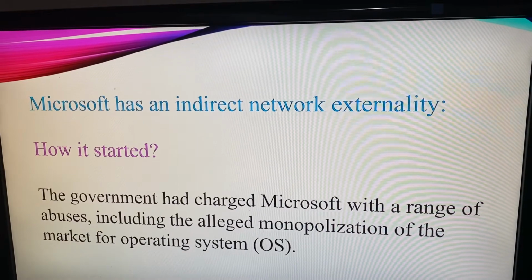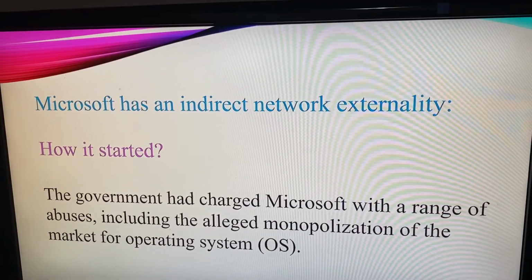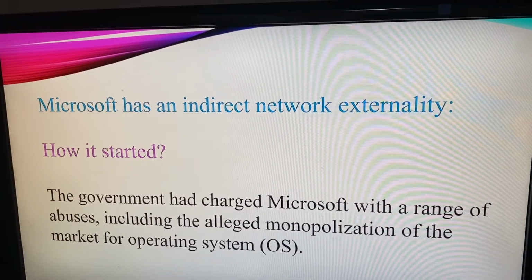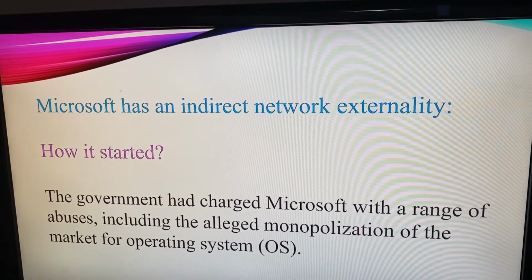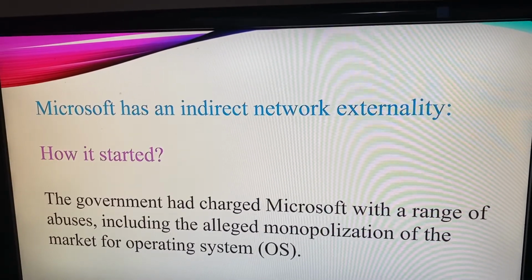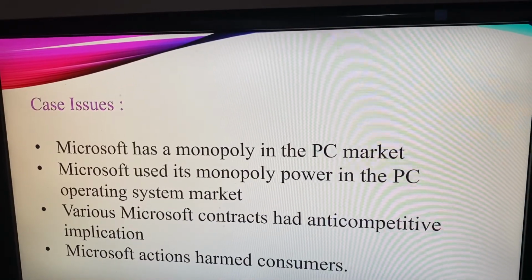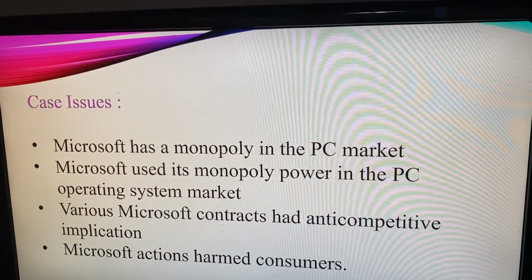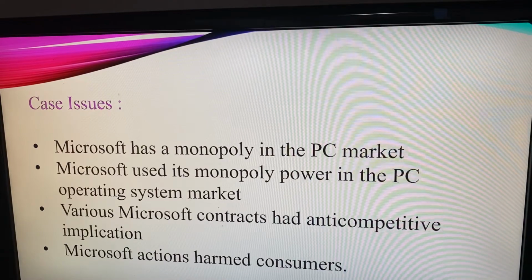How did it start? The government had charged Microsoft with a range of abuses, including the alleged monopolization of the market for operating systems, or OS. Here we want to talk about case issues. Microsoft has a monopoly in the PC market.